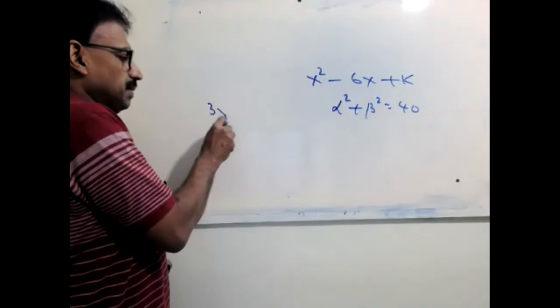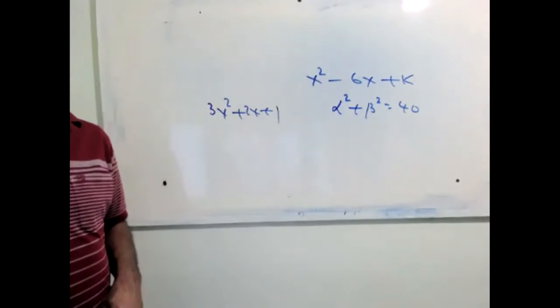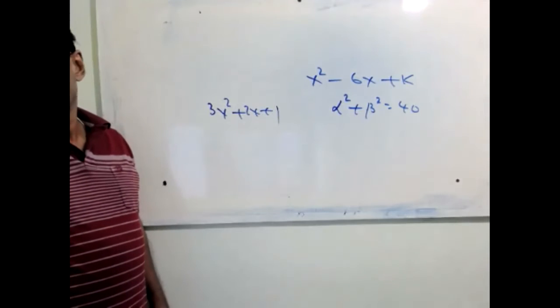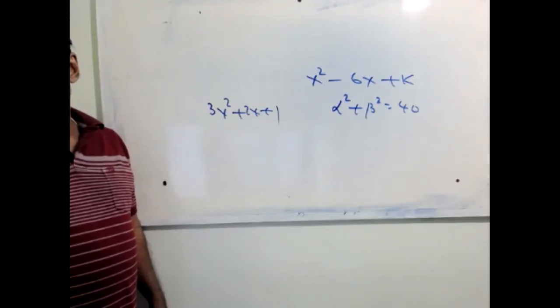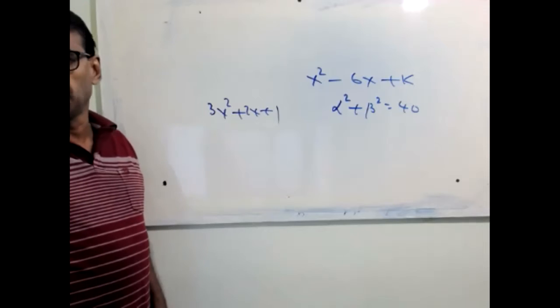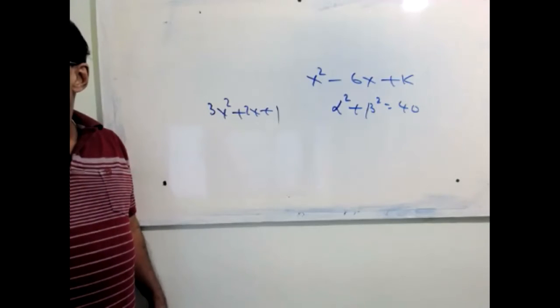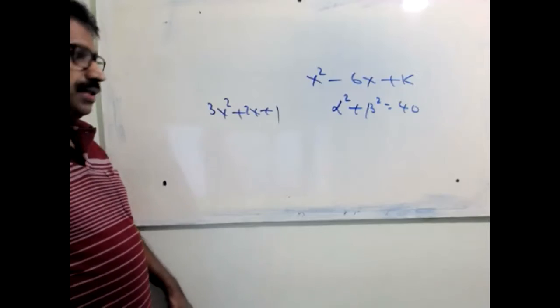Let me check. For 2x square plus 3x plus 1, Kashina, what is alpha plus beta here? Minus 2 by 3. And alpha beta is 1 by 3. Okay, that is good.